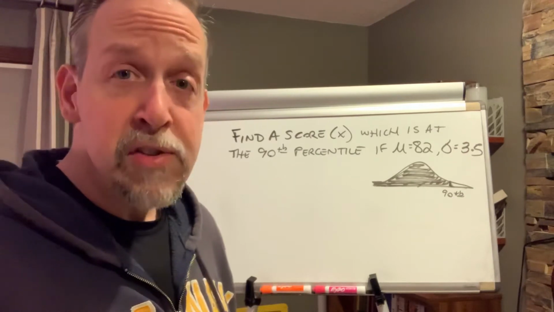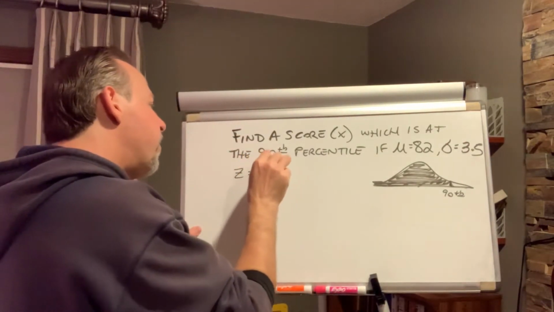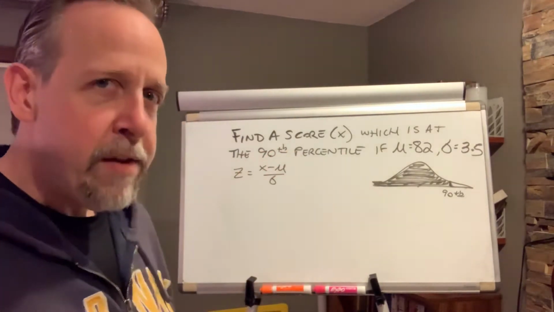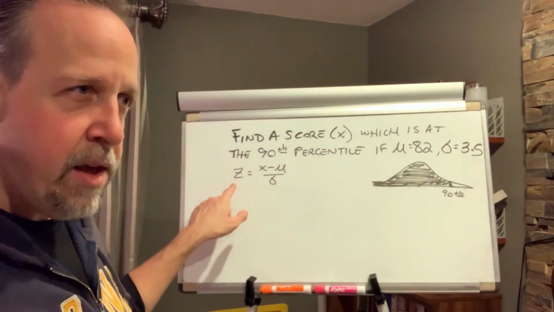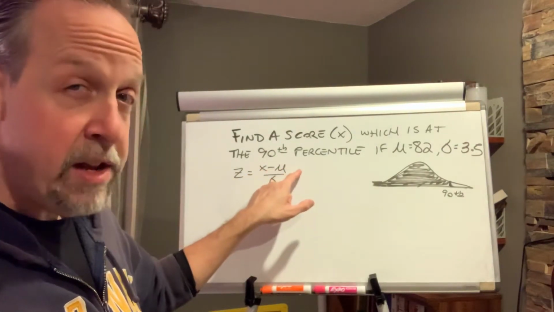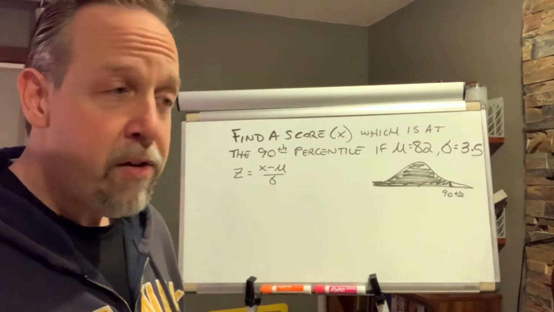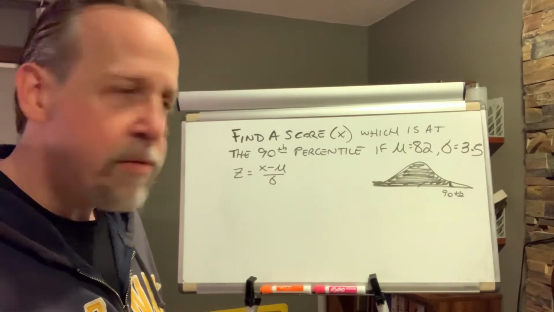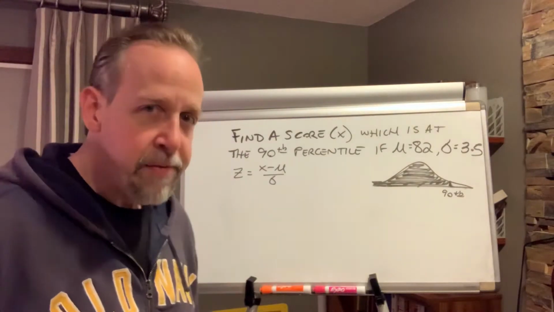Well, remember the z-score formula. Z equals x minus mu over sigma. So if I can find the z-score that corresponds to the 90th percentile, and I know mu, which is 82 in this case, and sigma is 3.5, I'm only missing one variable, which is x, just like algebra. We're trying to solve for x. All right, well, there's two ways that we're going to be able to find that value.